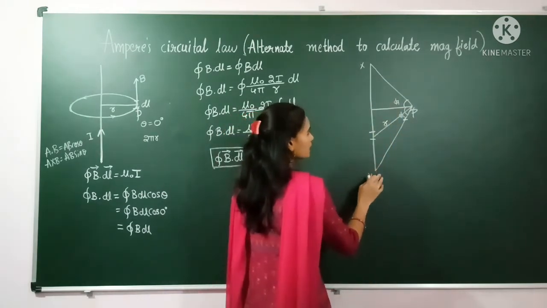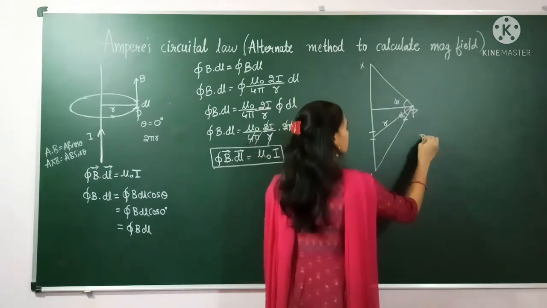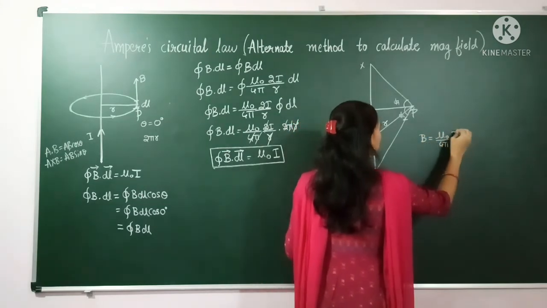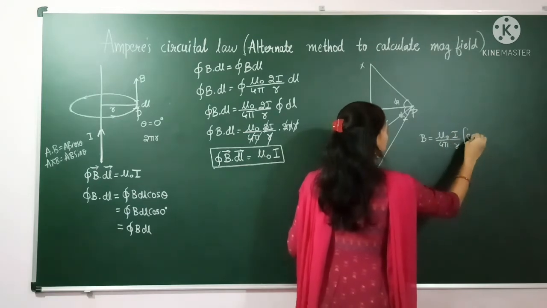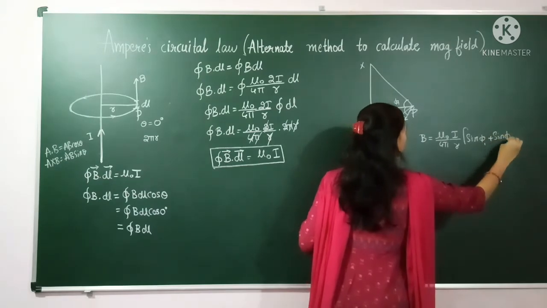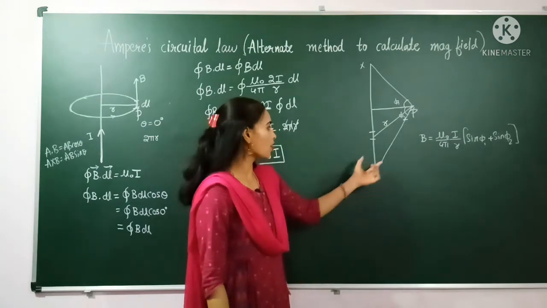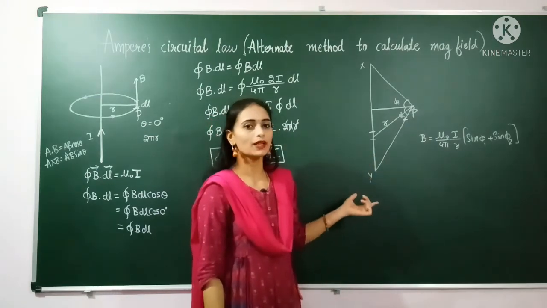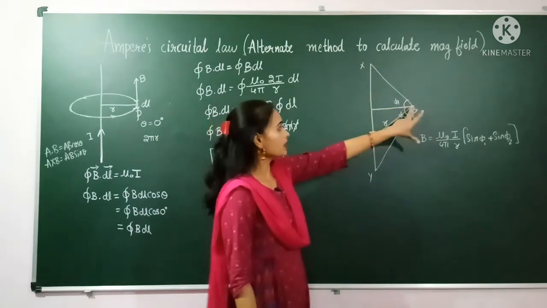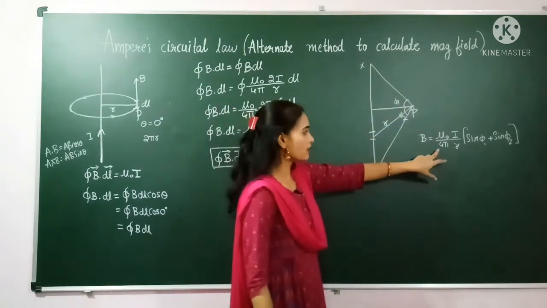So now at this point P, the amount of magnetic field we have got, B, is equal to mu naught divided by 4 pi, I divided by r, into sin phi 1 plus sin phi 2. This equation we have already derived in our previous video. If you have not seen it, you can check my playlist, where you will find the video. If you have taken one finite length of wire and at point P you want to calculate the magnetic field for this complete wire, then you will get this magnetic field.